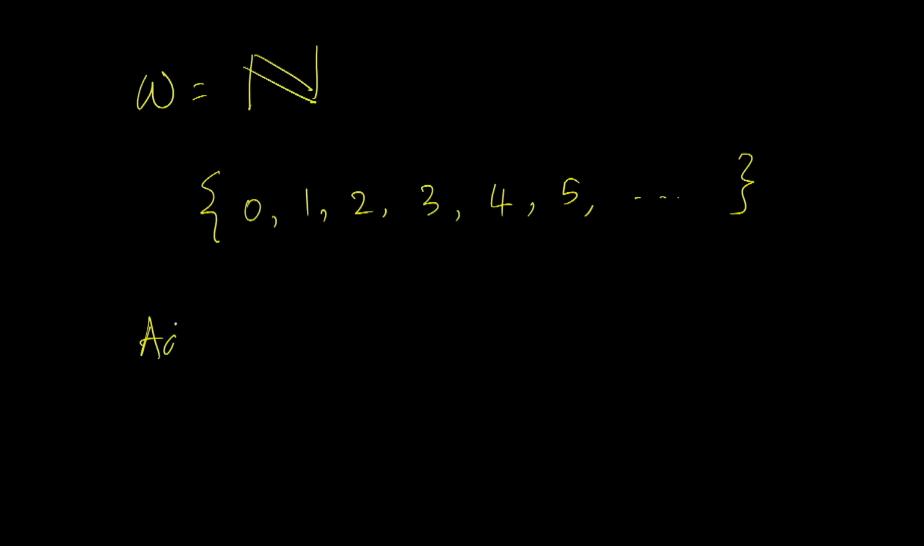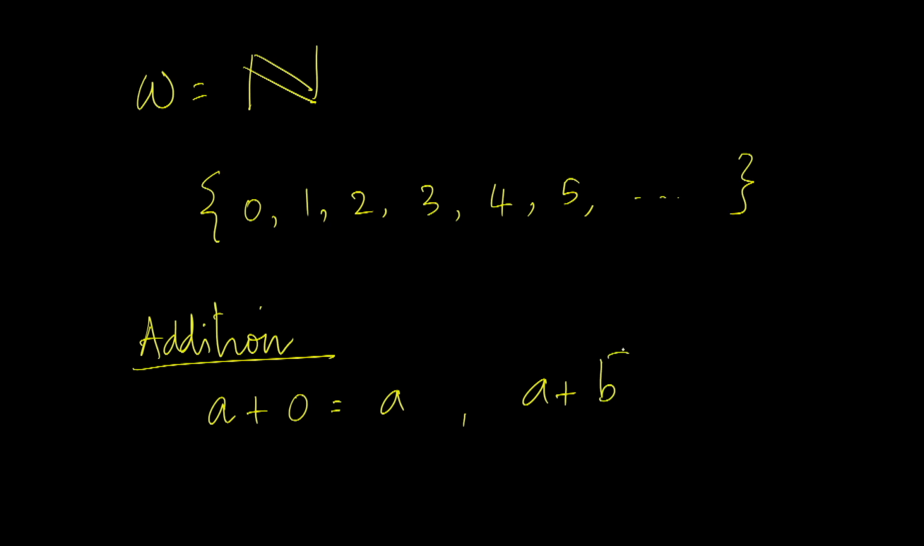And then you would recall Peano's axioms that we saw in the module on logic. We define addition in this manner: a plus 0 is a, and a plus the successor of b is the successor of a plus b. Similarly, multiplication is also defined.